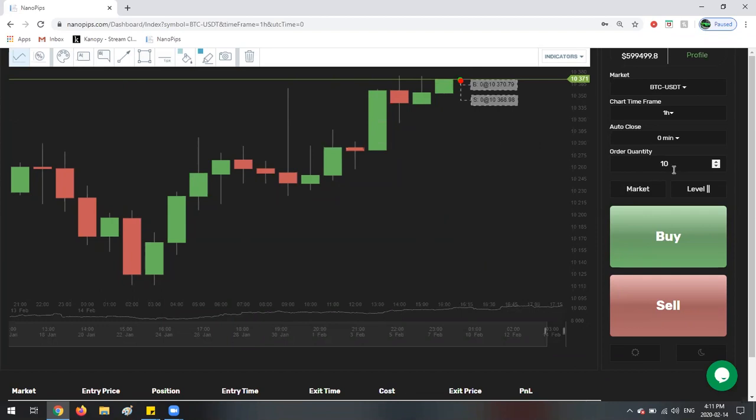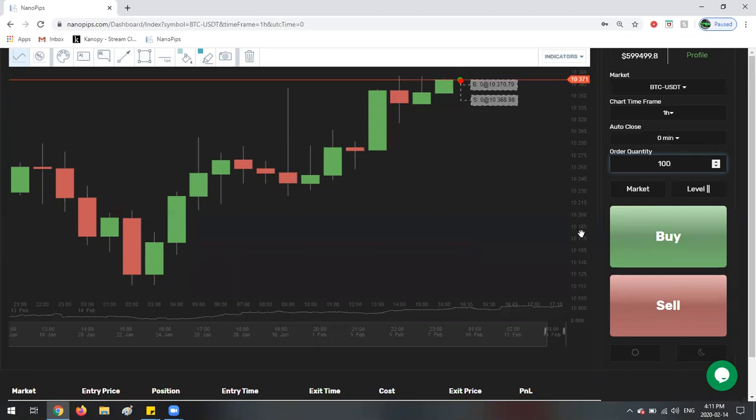And then number two, your order quantity will multiply by however much your market move, by how much you put in. Right now I put in 50 order quantity, each point will be worth $50. Put in 100 order quantity, each point will be $100, and then multiply that by the market movement.